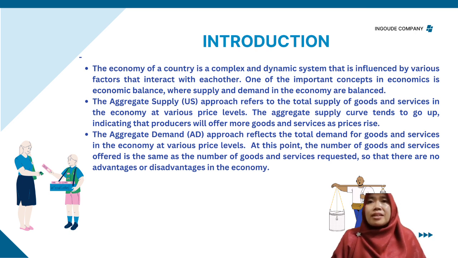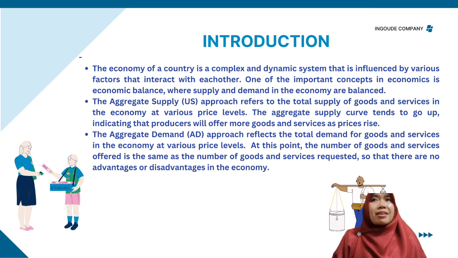analyze further. The aggregate supply approach refers to the total supply of goods and services in the economy at various price levels. The aggregate supply curve tends to go up, indicating that producers will offer more goods and services as prices rise. Meanwhile, the aggregate demand approach reflects the total demand for goods and services in the economy at various price levels.